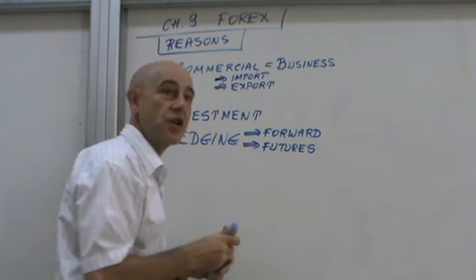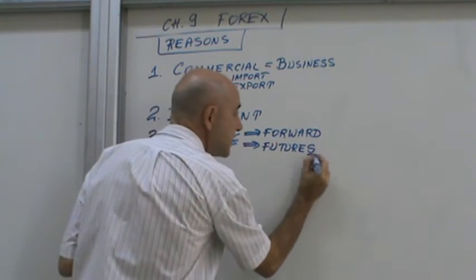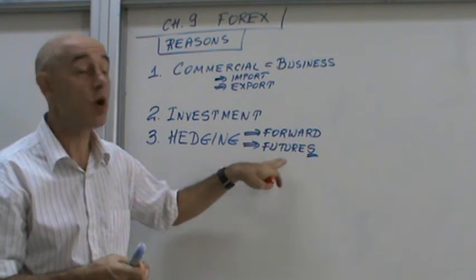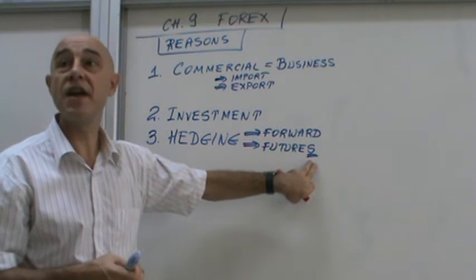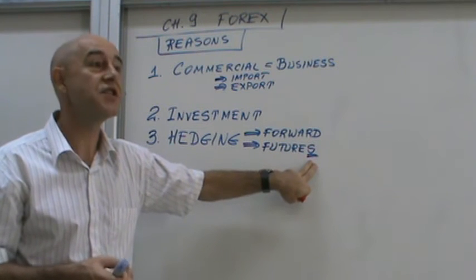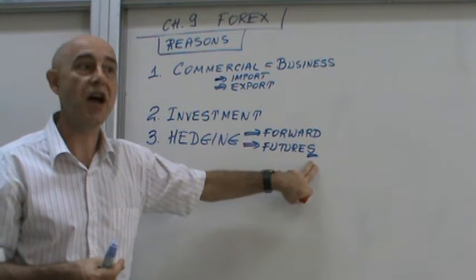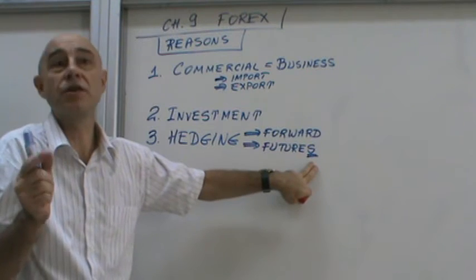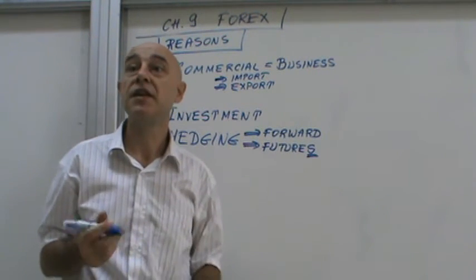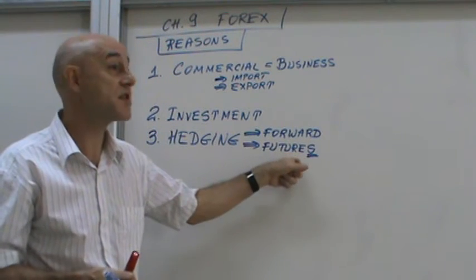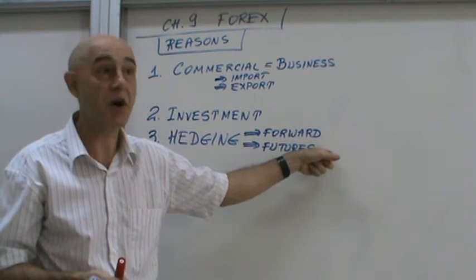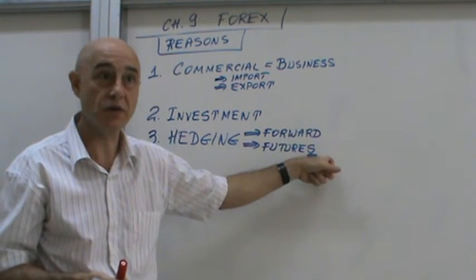A futures contract will always have the letter S, futures. You never say future, it's always futures. And the futures contract is for a standardized quantity, always, let's say, $100,000. In the next chapter, I'll be discussing forwards and futures, derivative markets, and the differences between those.